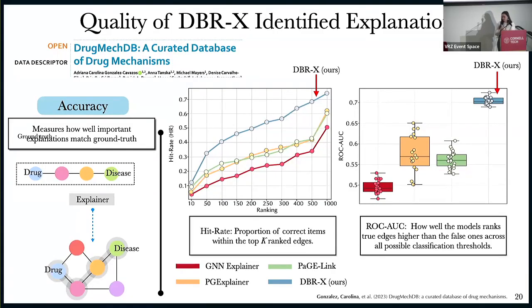And then the ROC metric is just basically setting up different thresholds for your mask. And as you can imagine, defining what is important and what is not important depends on what threshold you set. So with this metric, we still see that the drug-based reasoning explainer is outperforming all the other explainable models.